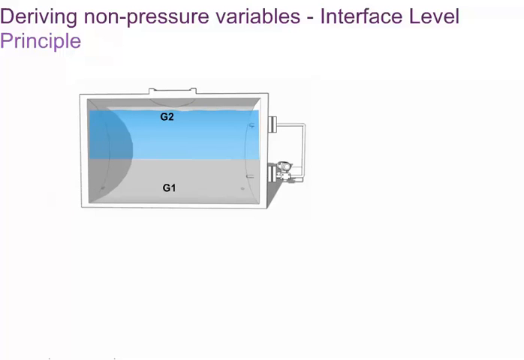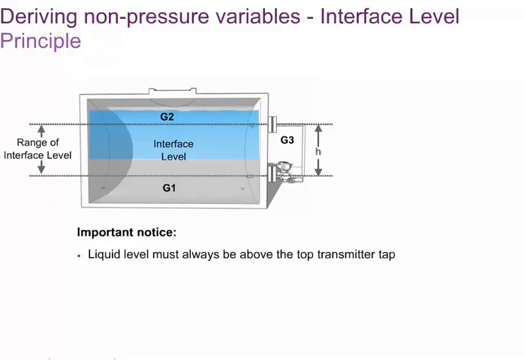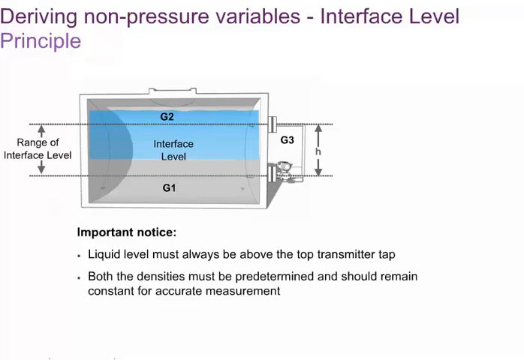Liquids 1 and 2 are of different densities, and as long as the total level in the tank is above the top tap, and as long as the distance H remains constant, the change in density, and hence the hydrostatic pressure, will change with interface level change. Very important notice. Total liquid level must always be above the top transmitter tap. Both the densities must be predetermined and should remain constant for accurate measurement.